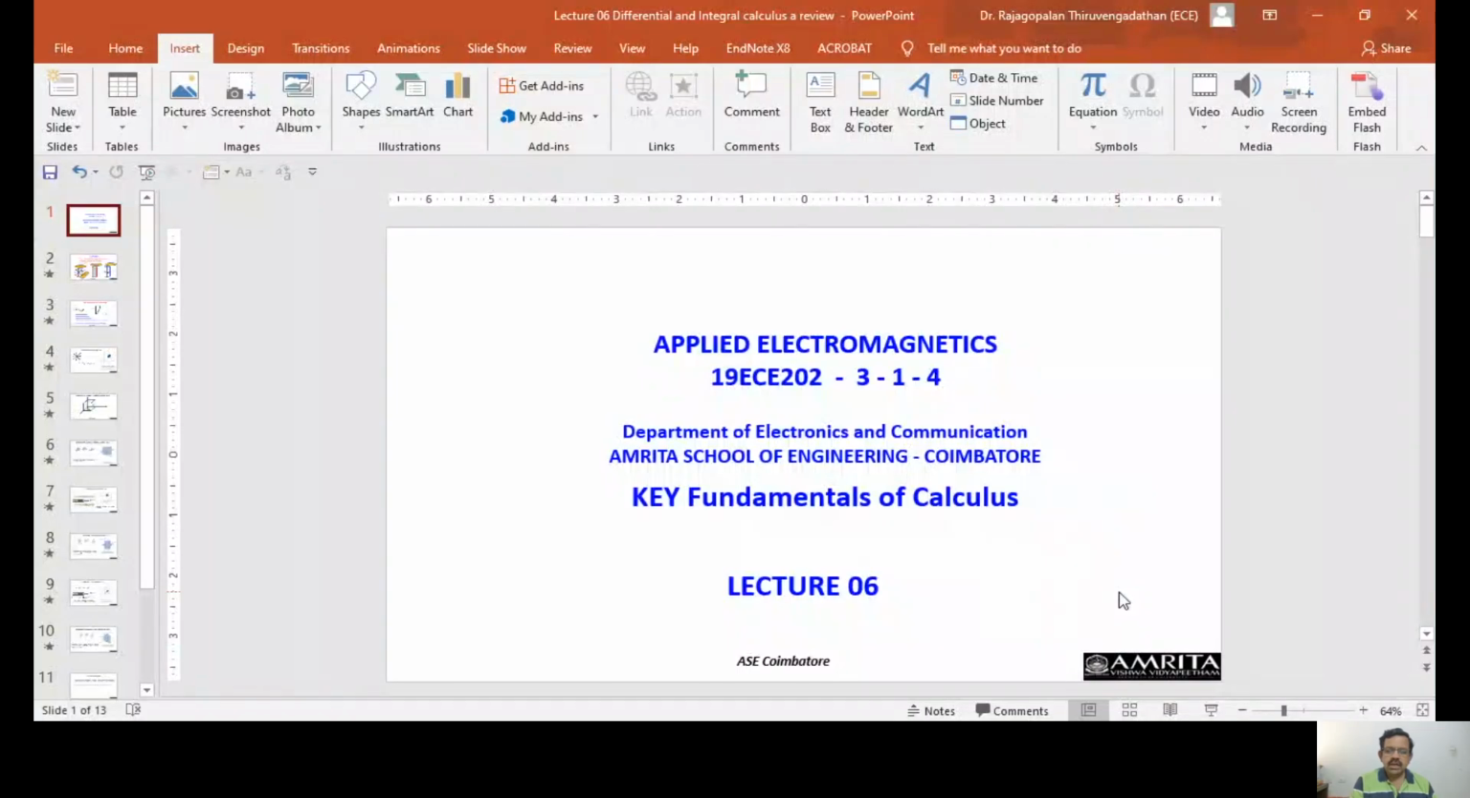Good morning, everyone. We are into the 6th lecture on this course on applied electromagnetics. Today we are going to review some of the concepts we already know, and we will augment the knowledge in relevance to the orthogonal coordinate systems that we learned, bringing vector calculus into play for the course.